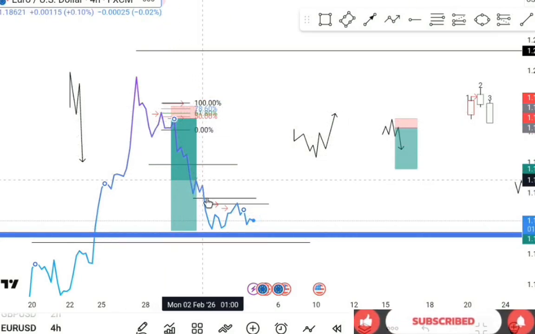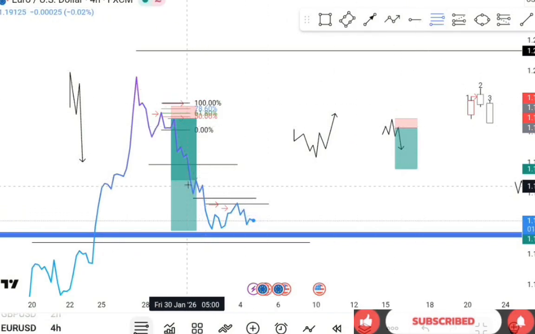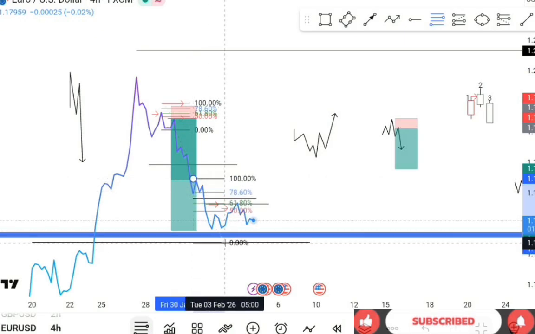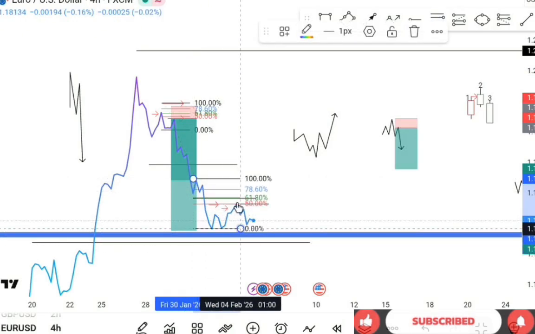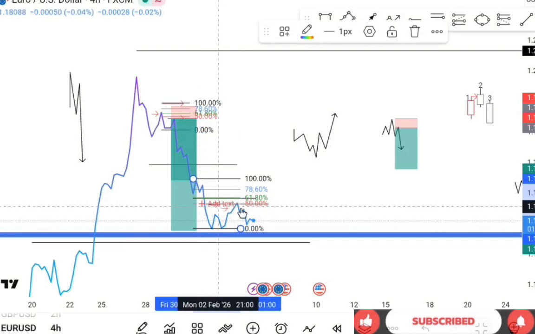This was the last displacement. If you mark out this last displacement from this lower point to this higher point, you can see that we had a 50% retracement at this point. This is where the discount zone is, this 50-60% zone. This is the last discount zone at this point.